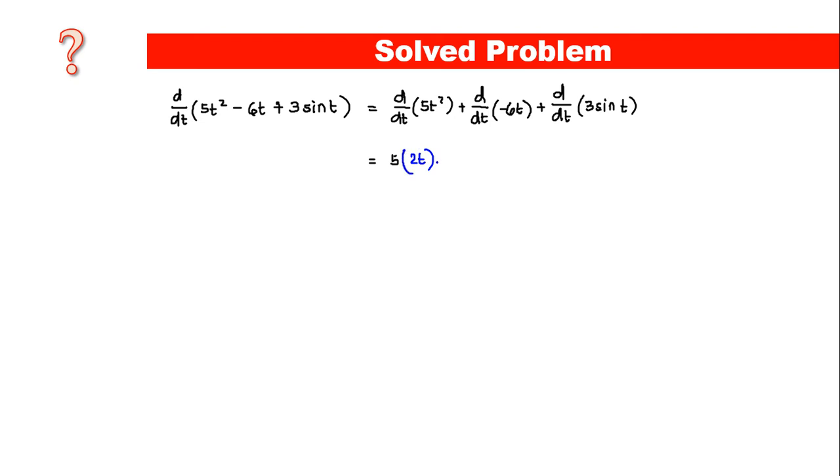So the derivative of t squared is 2t, plus the negative 6 times the derivative of t, which is equal to 1. Okay? Plus 3 times the derivative of sine of t, which is cosine of t. So simplify natin, yung sagot natin will be 10t minus 6, di ba? Plus 3 cosine of t. Ganyan siya.